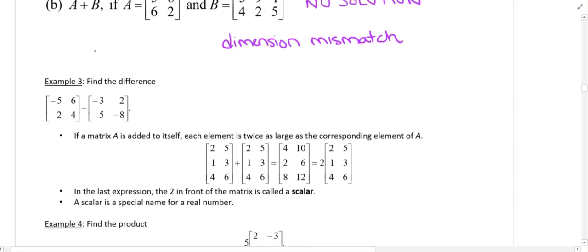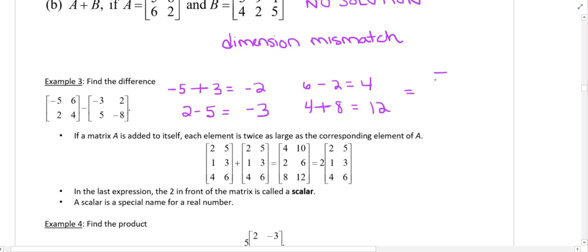Okay, let's do an example with subtraction. So here we have a -5 minus -3. Okay, that would give us a -2. Then we would have a 6 minus 2 would give us 4. Then 2 minus 5 would give us -3. And then 4 minus -8 would give us plus 12. So we'd have a new matrix of -2, 4, -3, 12.